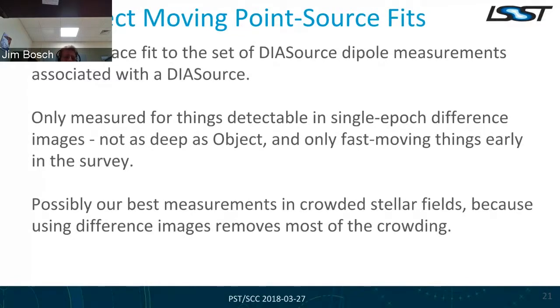That said, these may be our best measurements in crowded stellar fields, because using the difference images removes a lot of the crowding. If you have stars that aren't moving very much, and you have some that are moving a lot relative to them, you will definitely see those dipoles in the difference images, whereas it might be impossible to see them in the direct images.